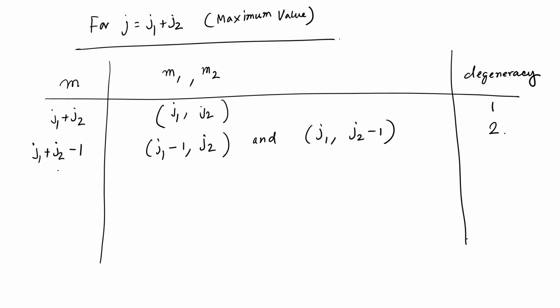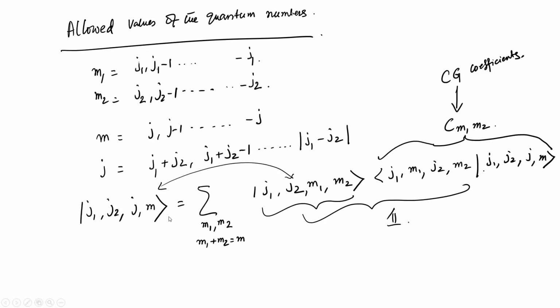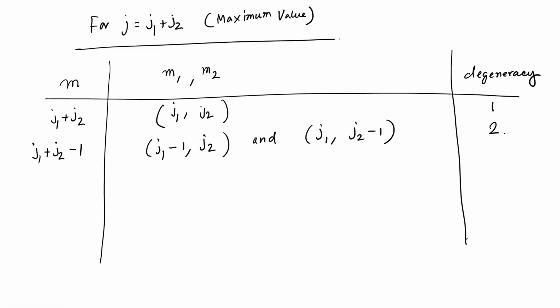So, m has taken the next lower value, which is j1 plus j2 minus 1, and you have to choose m1 and m2. Why do you have to choose m1 and m2? Let me go back to the expression. You have to calculate this c m1 m2. So, different choices of m1 m2 you have to find out, and then take a linear combination of that in order to get these CG coefficients, or the Clebsch-Gordon coefficients.